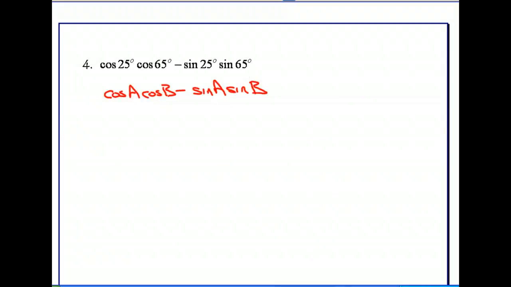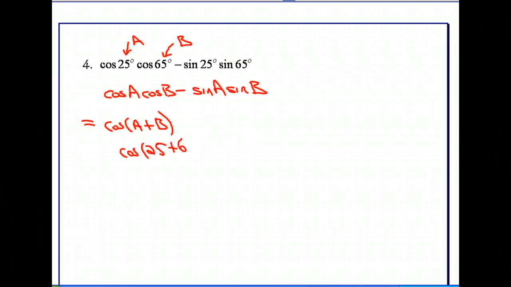So what does the right side, I'm sorry, what does the left side look like? That was the cosine of A plus B. But wait a minute. I know what A is. I know what B is. So it's the cosine of 25 plus 65. You always do order of operations. You do the parenthesis first. 25 plus 65 is 90. And I know the cosine of 90 degrees. You should know it too. The cosine of 90 degrees is a big 0.